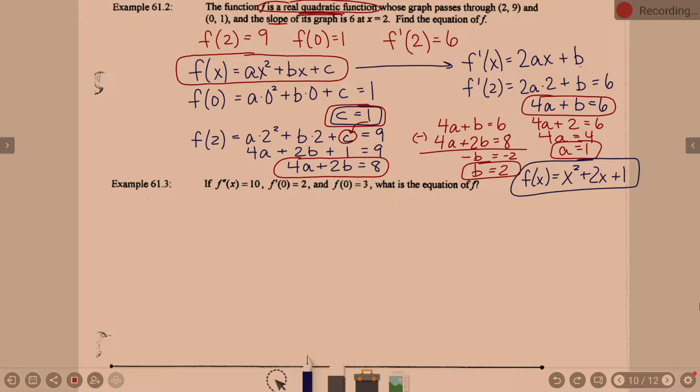Okay, I'm ready for example 3 when you guys are. F double prime of x is 10. F prime of 0 is 2. F of 0 is 3. What is the equation of f?